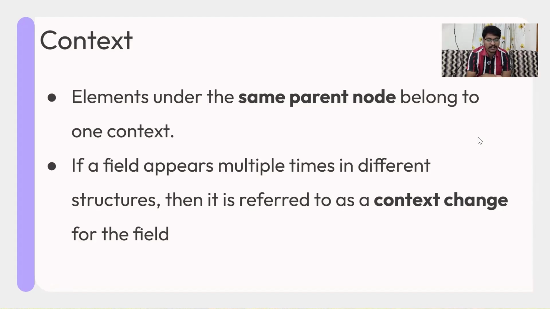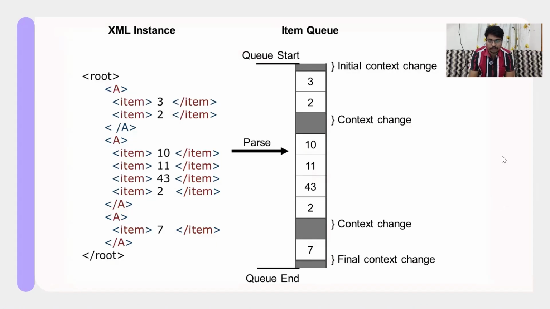If a field appears multiple times in different structures, different email addresses, different employees, then it is referred to as a context change for the field. The grayed out areas are all context changes. Let me show you a sample queue. Okay, so this is the sample XML. Here we have the root tag. Under the root tag, we have multiple A nodes. All the node names are the same. But under the first A, we have 2 items. Under the second A, we have 4 items. Under the last A, we have 1 item.